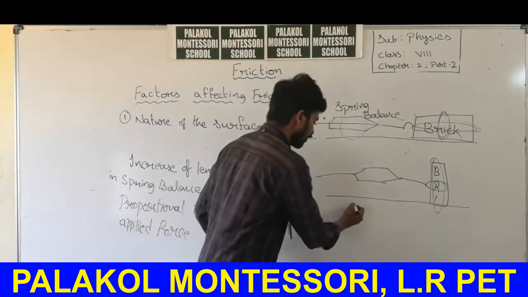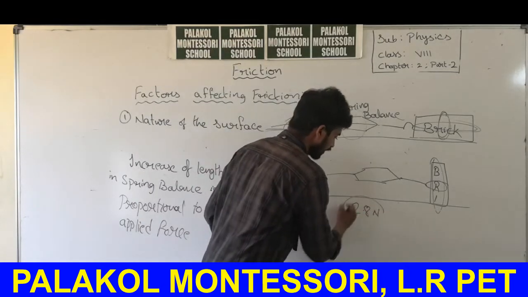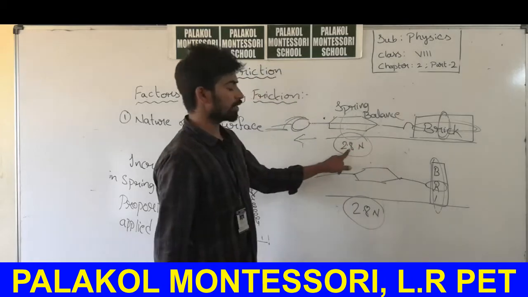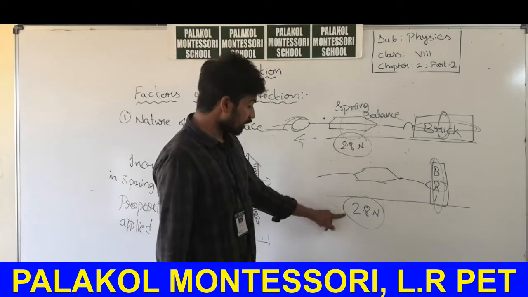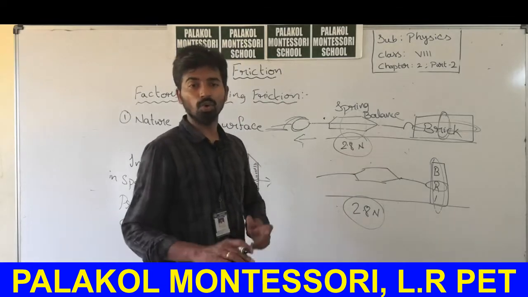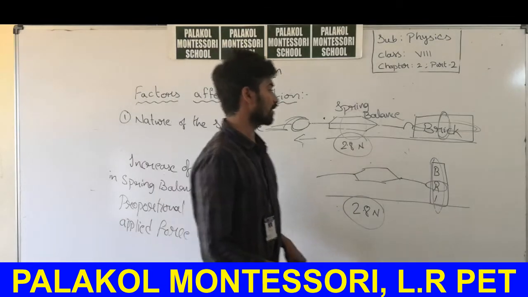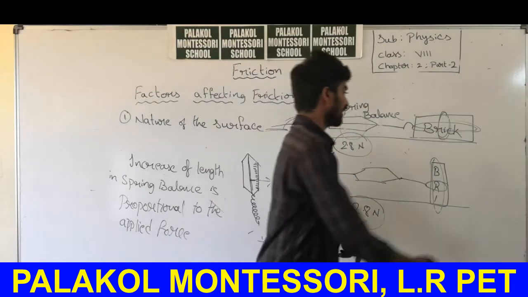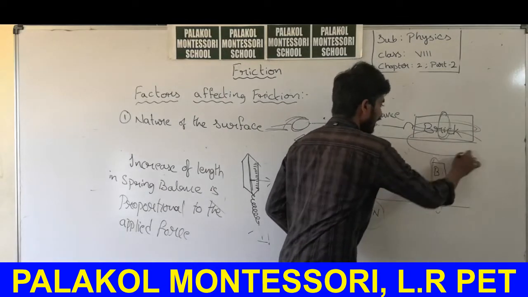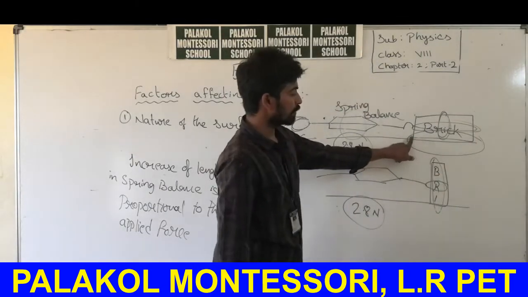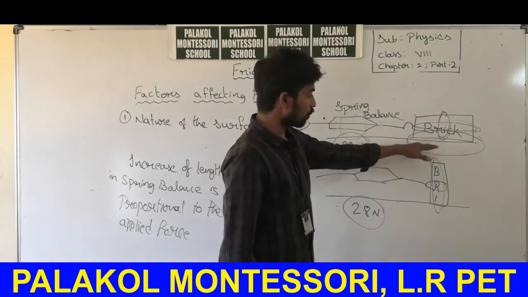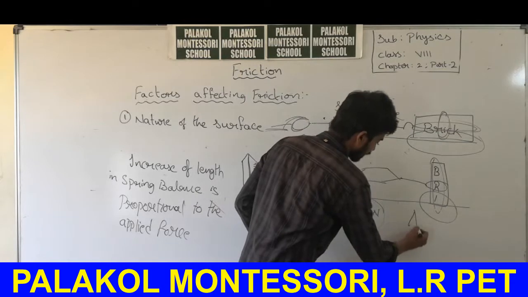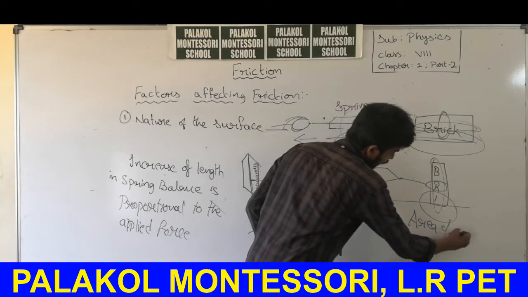Again you will get that for 2.8 Newtons of force, the brick starts moving. In the initial case, how much force did you apply? 2.8 Newtons. Here also 2.8 Newtons. There is no change in the frictional force. So, what is the change in the two experiments? The change is that here the area of contact is large. This brick is attached to the floor with a large area. Here the area of contact is less.